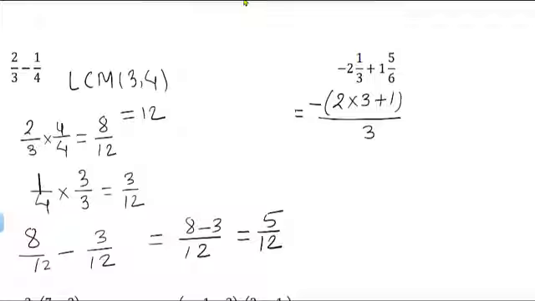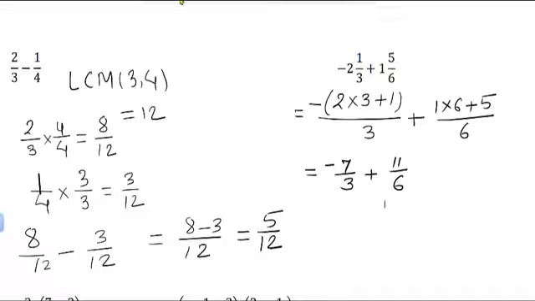And we do the same to this side, 1 multiplied by 6 plus 5 divided by 6. So here we get minus 7 divided by 3 plus 11 divided by 6. Now we have to get the least common multiple, or you can say least common denominator, which is 6. The LCM of 3 and 6 is 6.